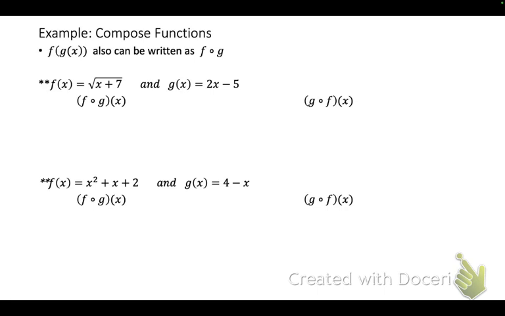Right here is important to know. F of g of x is the same as f composed of g. What do you notice about that circle? Is it closed? No, it is open. So this means I do not like using f composed of g. I hate it. When you guys write it, I hate it even more because it looks like this.